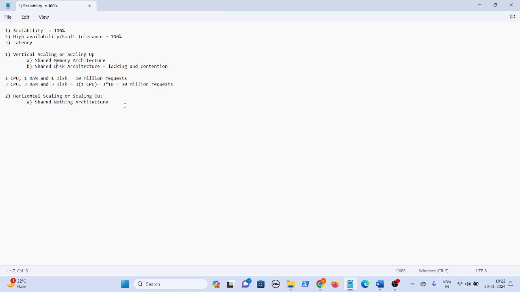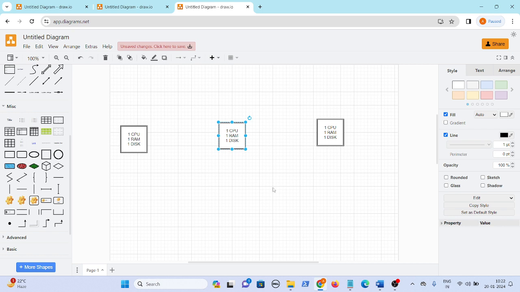Even in shared nothing architecture, there are two ways how you distribute data on several machines. One is partitioning, and the other one is replication. First we'll talk about replication. Replication is nothing but an exact copy, a replica. Usually you hear the word replica, right? Replica is nothing but the same copy.